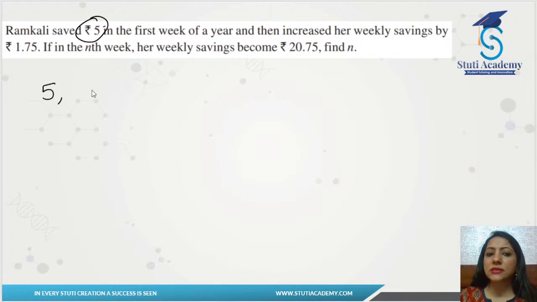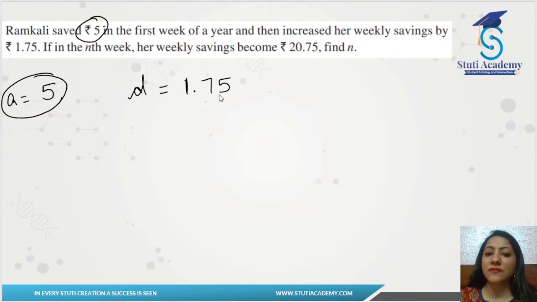So we can say that it's an AP here because we're starting from the first term, that is 5, and every time we are adding a fixed amount to get the next term. So here d is 1.75. This is the fixed amount. We are adding rupees 1.75 every week to get the savings of the next week. Now this 1.75, that's the common difference.